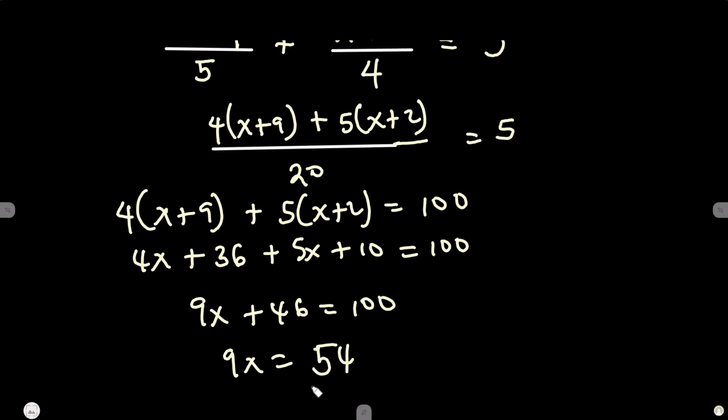54, and then divide both sides by 9. Definitely you can see that x will be 54 divided by 9. I think that will be 6. That's quite a very simple way to solve this type of question.